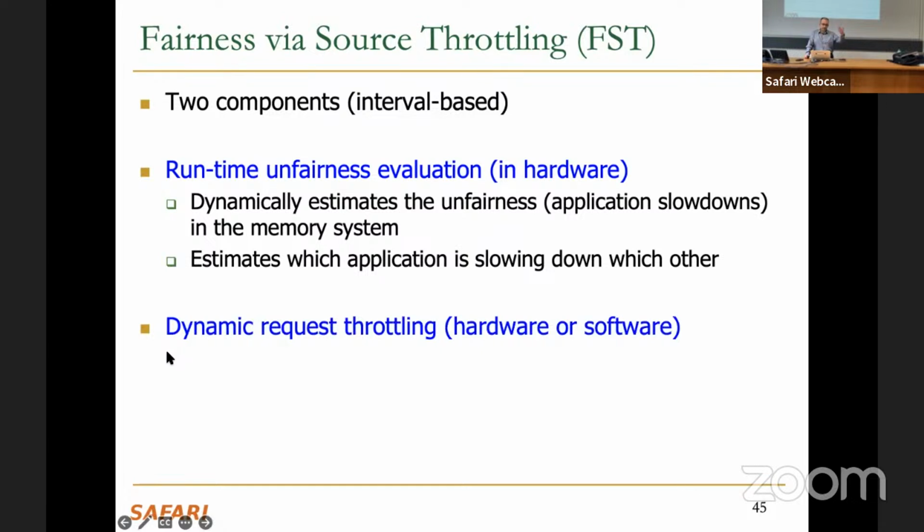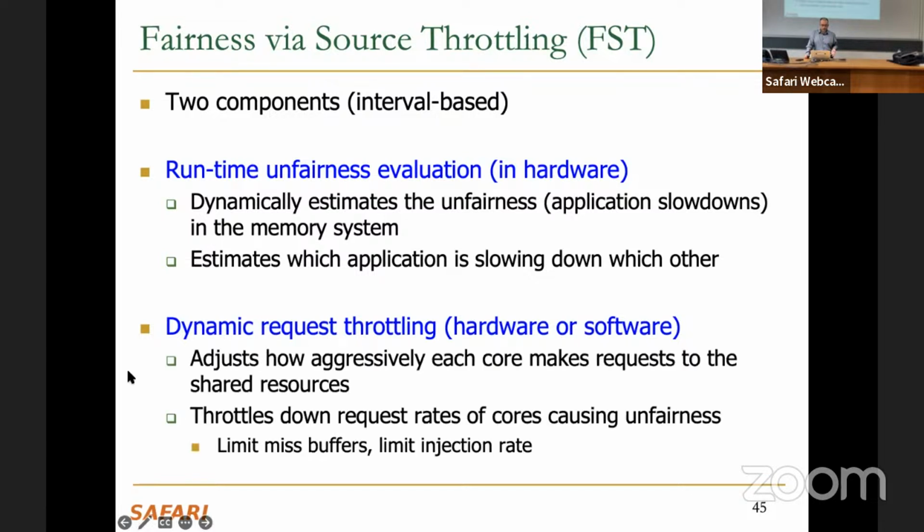And after that, there is the second component of this technique, dynamic request throttling. With that, you can adjust how aggressively each core makes requests to the shared resources. And by throttling down requests, you can basically avoid some of the unfairness that you already have. For example, you can limit miss buffers, like this MSHR, or limit the injection rate of that MSHR table.